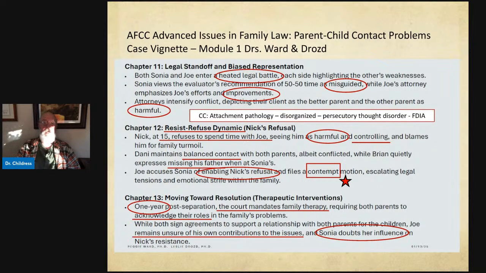That's ACS. I think it's 7 for the themes for the rejection. Danny maintains balanced contact, and Brian says he misses his dad. So 2 other kids are bonded to their dad. That's not the problem. The problem's not the dad. And everything talks about how mom's using the child as a regulatory object. And then Joe accuses mom of enabling Nick's refusal. So there's your factitious disorder and persecutory delusion, and files a contempt motion.